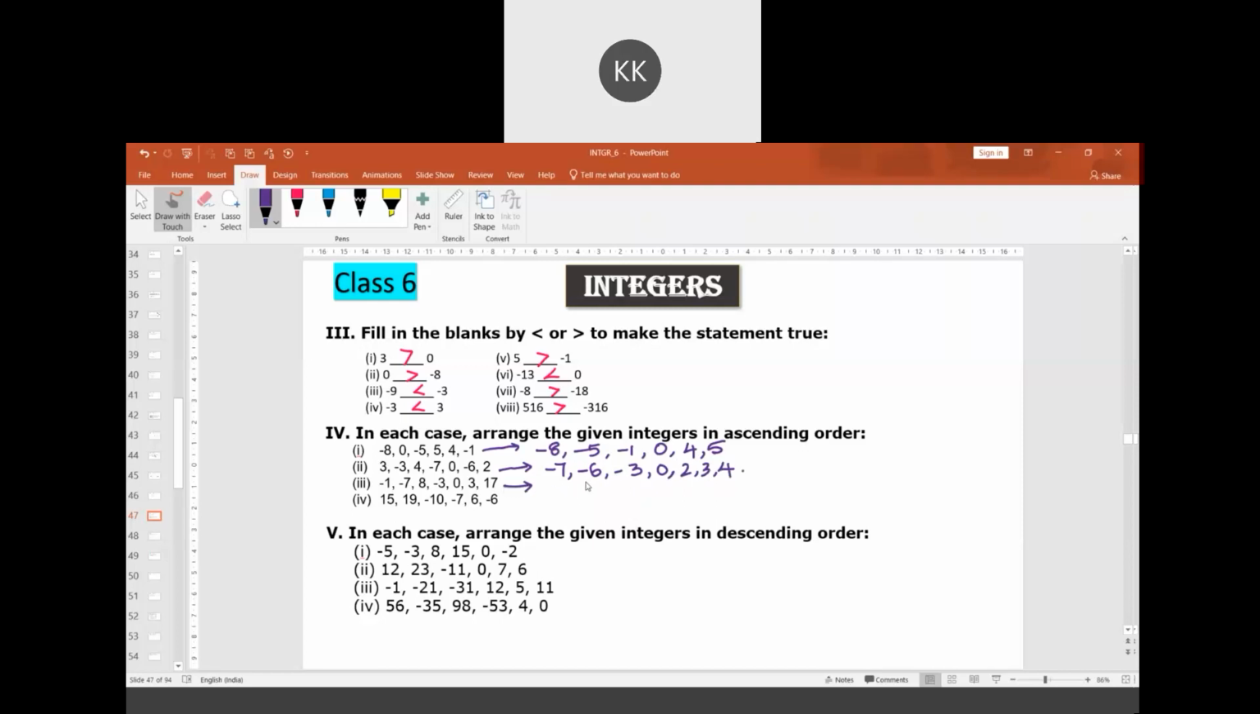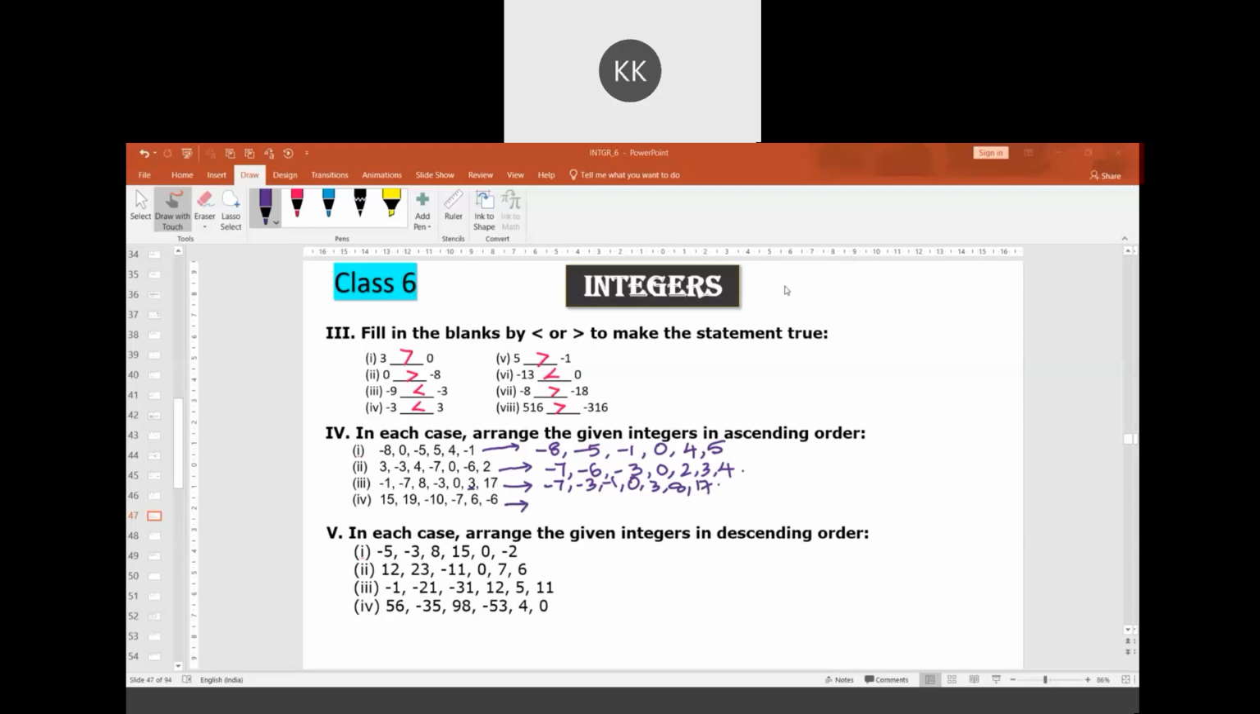Paras, you can tell the third one. -7, -3, -1. Then 0, 6, 7, 8. 3 is there, right? 3, 8, and 17.